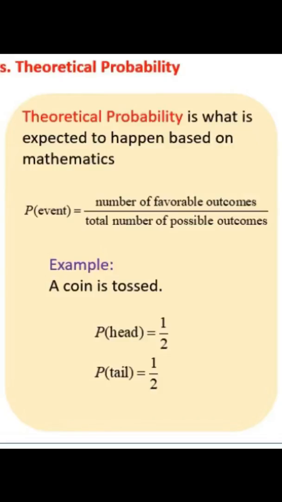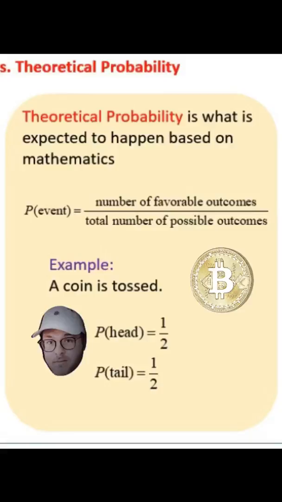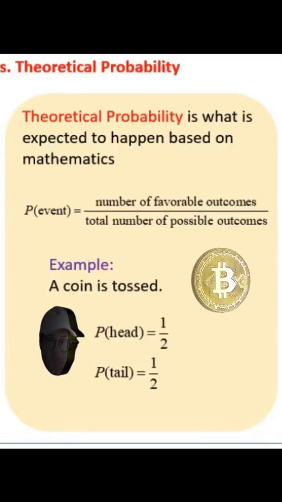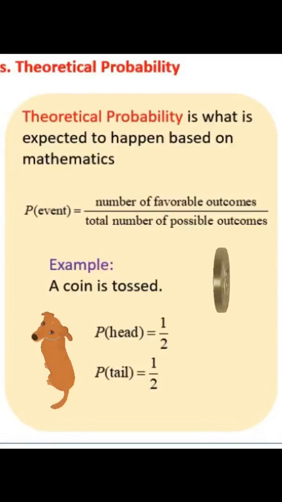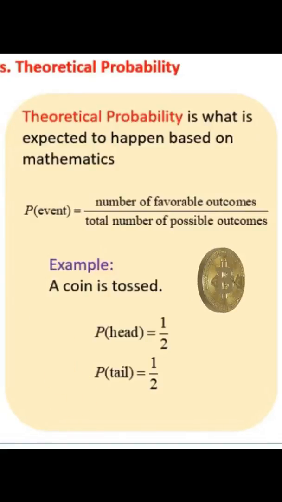of possible outcomes. So for example, if you toss a coin, the probability of it landing on heads would be 1/2. This is because there is one side of the coin that's heads, and there are two total sides on the coin. So then the same thing for tails. The probability of it landing on tails would be 1/2 because there's one side on a coin that's tails and there are two total sides.